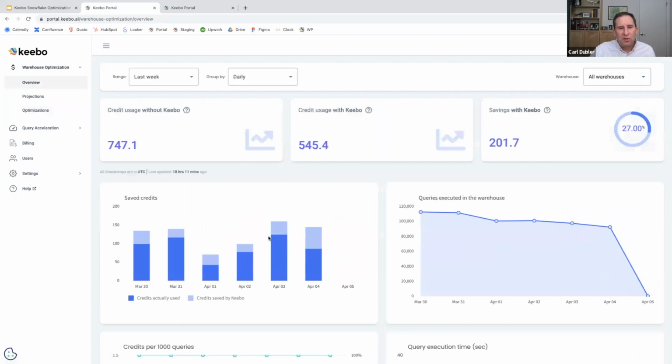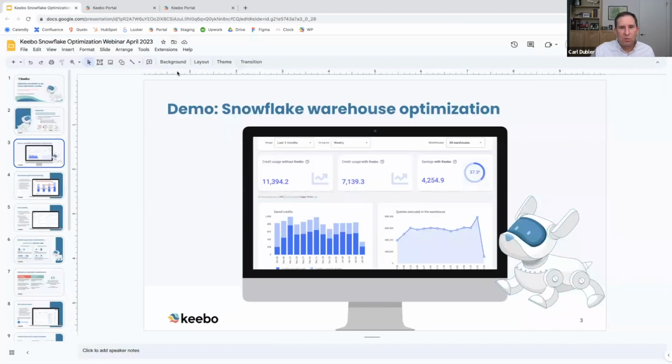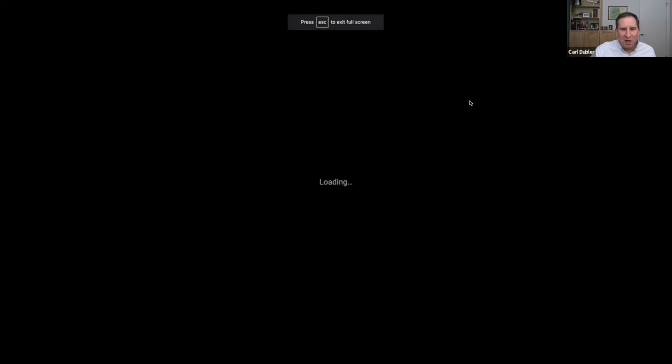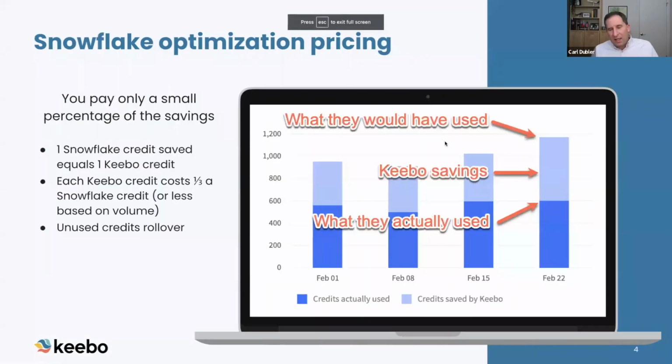So let's drill down into this saved credits chart, because this is where the most interesting stuff happens. Here's how the pricing and the savings work. I'm zooming in on this picture here into that saved credits chart, and let's look at the very last week I've got here. This is the week of February 22nd. I took this from that same customer example that you were looking at just a moment ago, so these are real numbers for them. The week of February 22nd, this dark blue bar shows that they actually used 600 Snowflake credits.